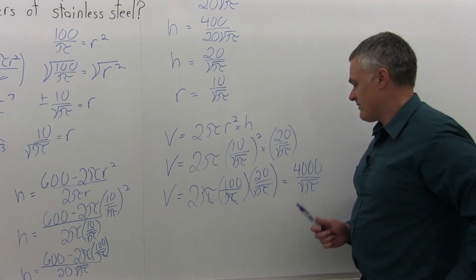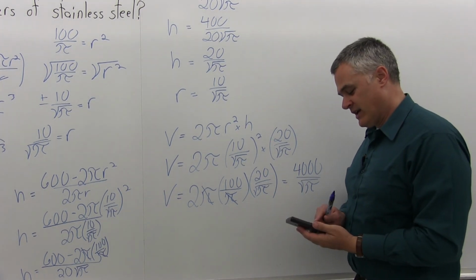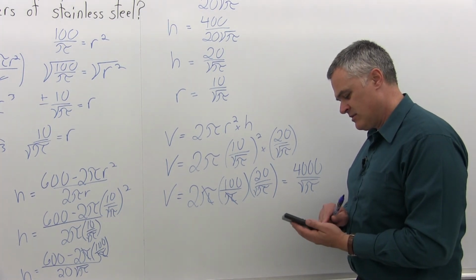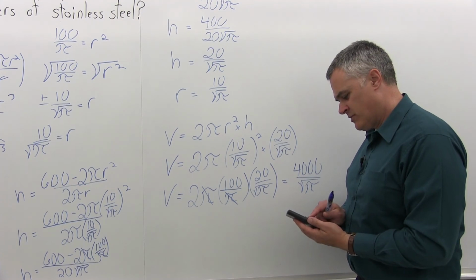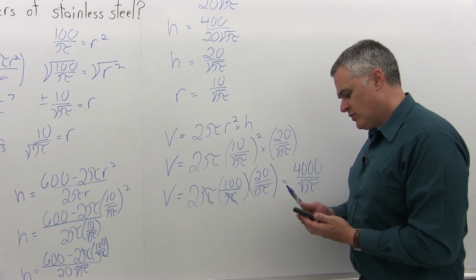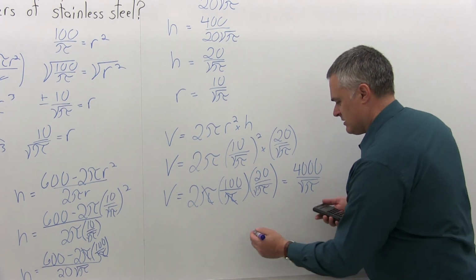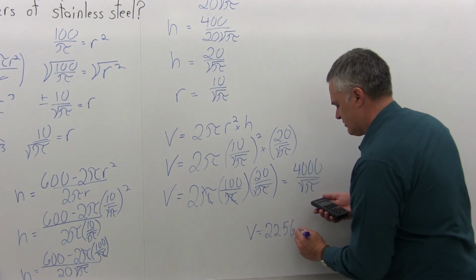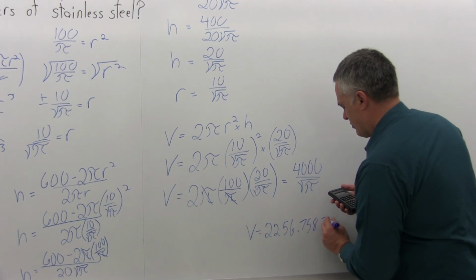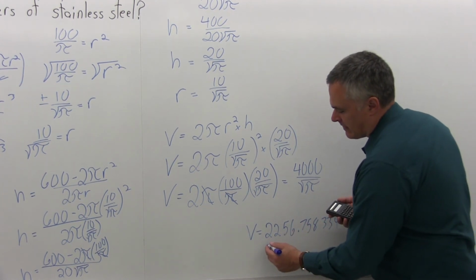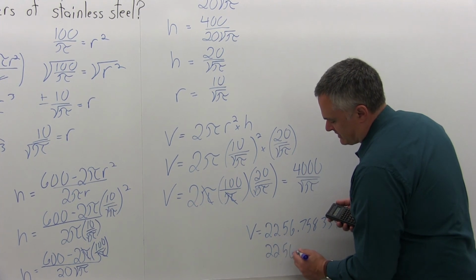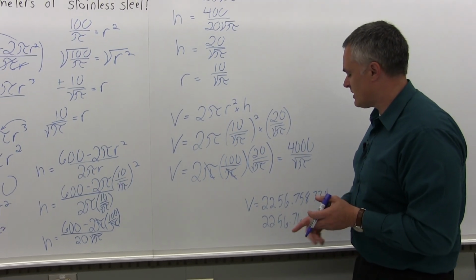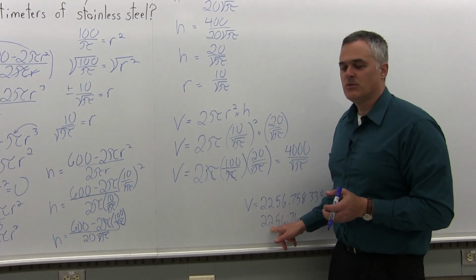So you can estimate that if you like. That is an answer that you could leave like that. But if you want to do 4,000 divided by the square root of pi. So if you want an approximate, it is volume equals 2256.758334. So 2256.76, a little more than 2256 3/4. And this is in centimeters, so that'll be in cubic centimeters. So it's about more than 2 liters of volume.